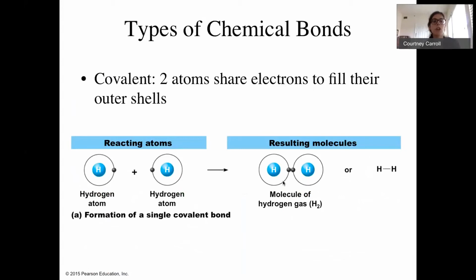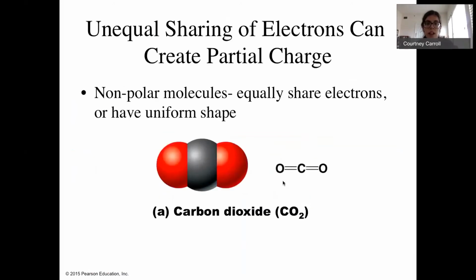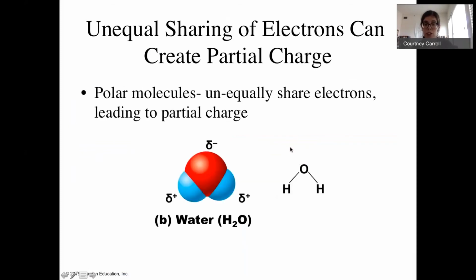Covalent bonds are when they're going to share those electrons to fill their outer shell. So hydrogen gas, for example, 2 hydrogen atoms, they need to each have 2 electrons. They're going to do a sharing is caring. They're going to get together and say, let's share these electrons together. Now, if they're equally shared, then that's a nonpolar molecule. So carbon dioxide, those 2 oxygen atoms and the carbon, they're all equally sharing the electrons together. That's nonpolar. However, if they're unequally sharing the electrons, that's a polar bond.